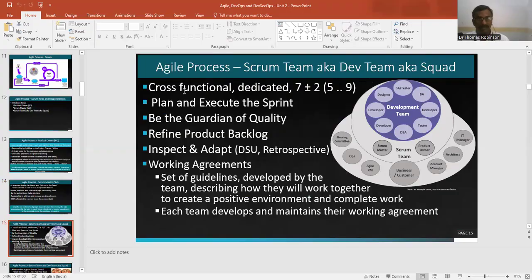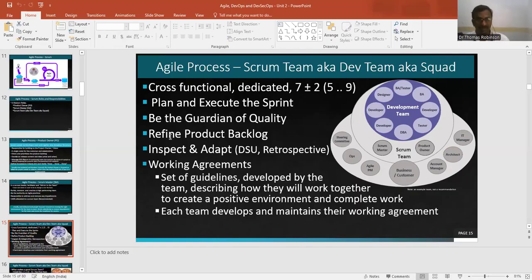The next one is the Agile process Scrum team. Here we can describe it as cross-functional and dedicated, with a size of 7 plus or minus 2, so it may be 5 to 9. They plan and execute the sprints, and they are the guardian of the quality, so they have to maintain the quality of the product.